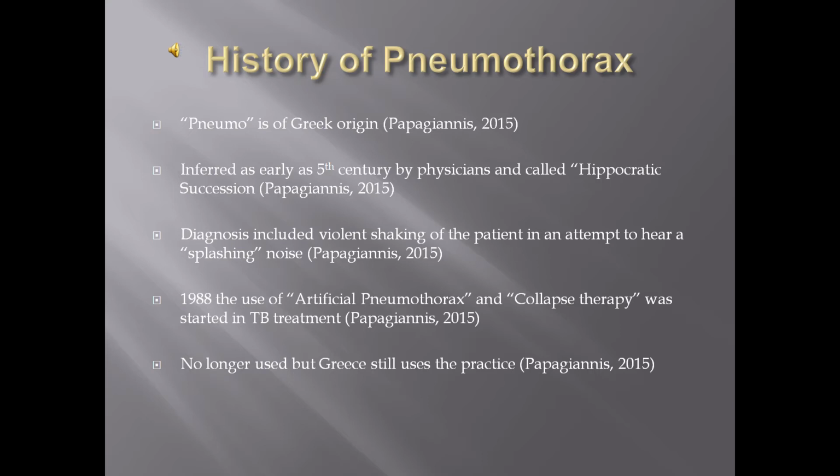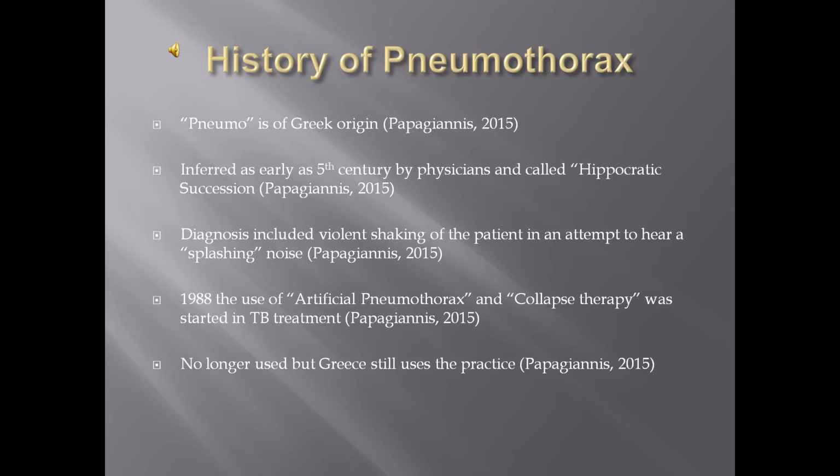Bam, some genius figured out a way to use pneumothoraxes in TB treatment. These were called collapse therapy and artificial pneumos. Up until the 1950s, when antibiotic therapy was available for TB, artificial pneumothorax and collapse therapy was paramount for lowering mortality rates.